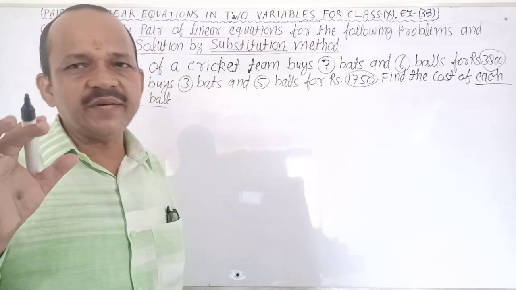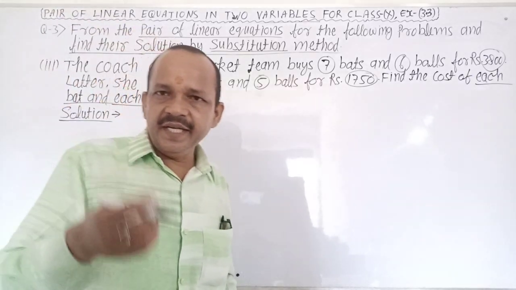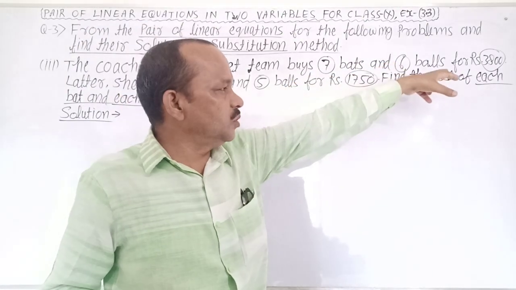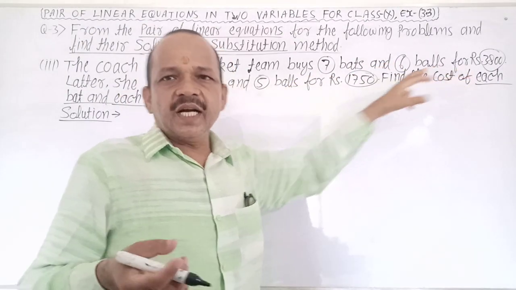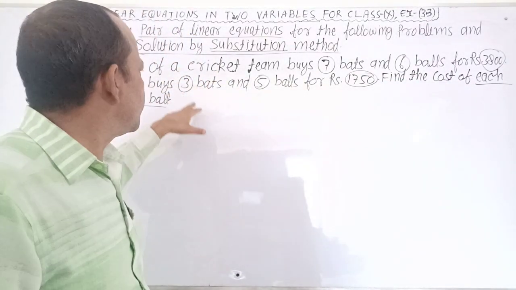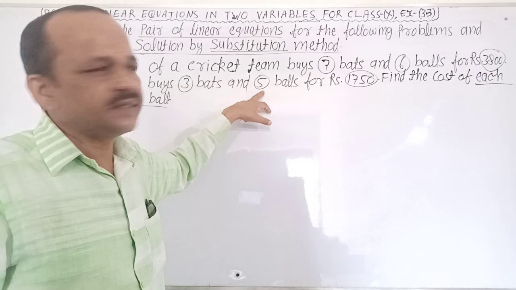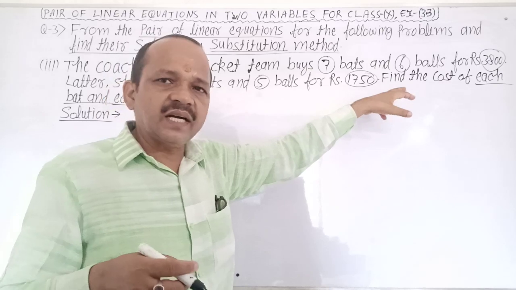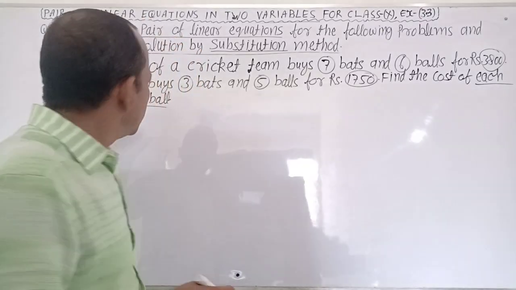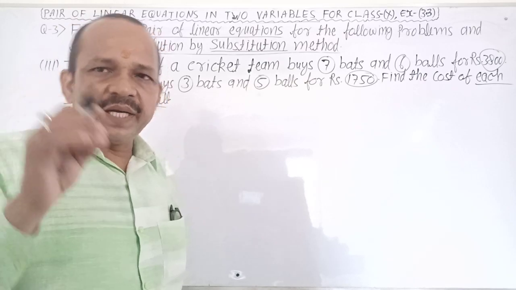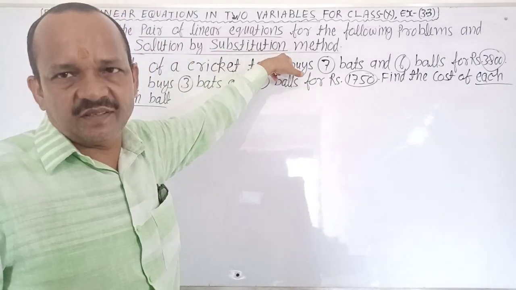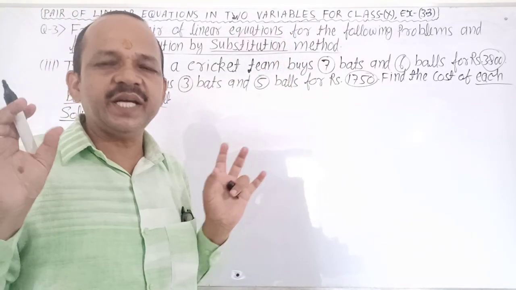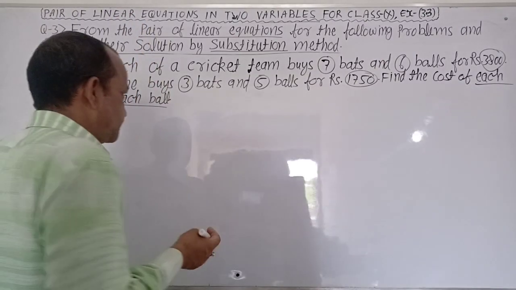It is clear, no confusion about it. Very good. According to the first situation, the cost of 7 bats and 6 balls is equal to 3800. According to the second situation, the cost of 3 bats and 5 balls is equal to 1750 rupees. You find the cost of 1 bat and 1 ball with the help of the substitution method. It is very easy. Clear? See the board.